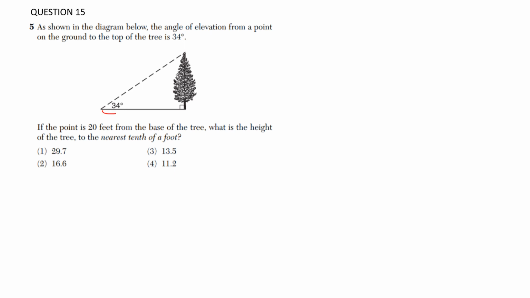So we're given the information that this distance over here is 20 feet. And we're trying to find the height of the tree. Let's make that x. So we know that tangent is opposite over adjacent, right? And in this case, that would be x over 20 would be our tangent. And we're also given the degrees here, so we can just do tangent of 34 degrees, right?